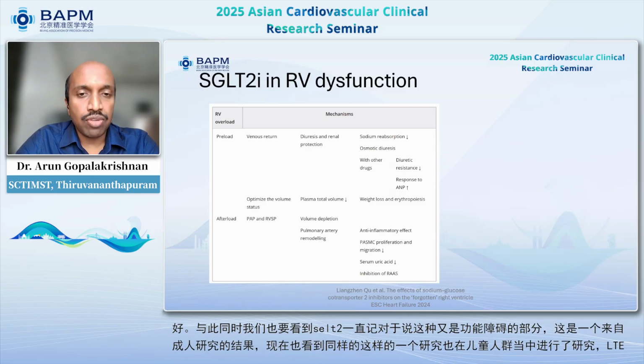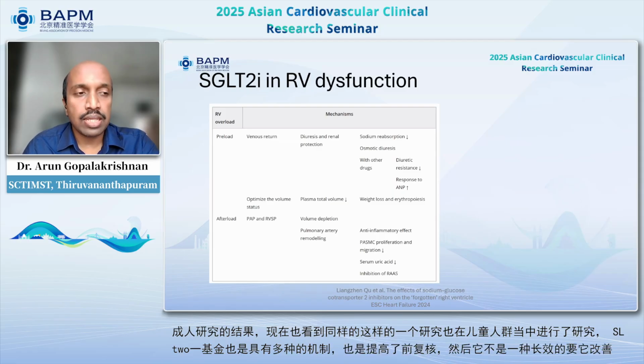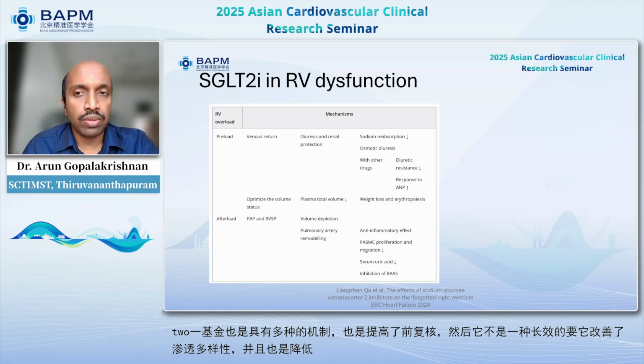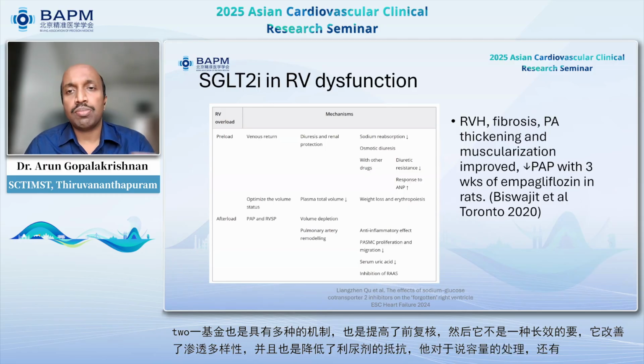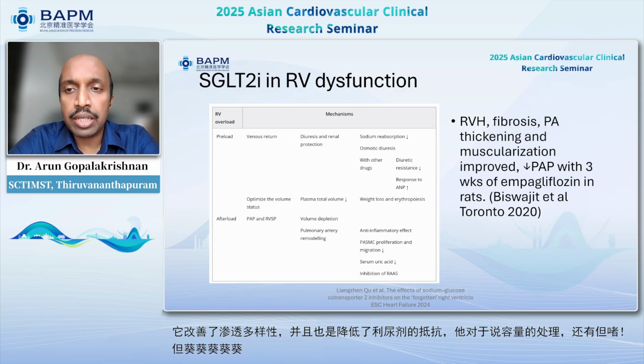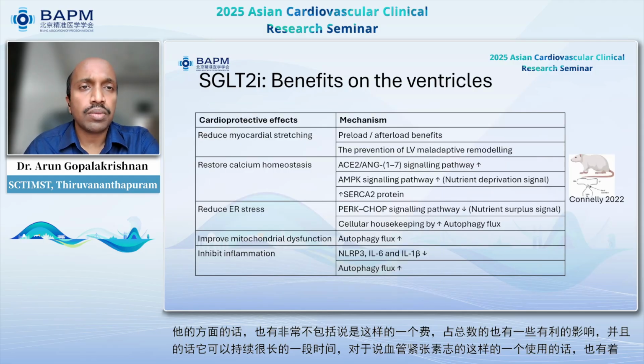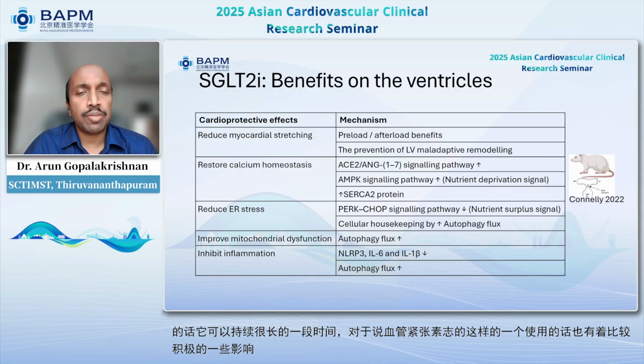And it has favorable effects on volume handling, pulmonary artery remodeling, and over a long period of time, there are favorable effects on the renin-angiotensin system as well. The paper from Toronto by Biswajit reported a decrease in pulmonary artery pressures with empagliflozin in a rat model on follow-up. So the benefits of SGLT2 have been documented in both ventricles by multiple mechanisms.